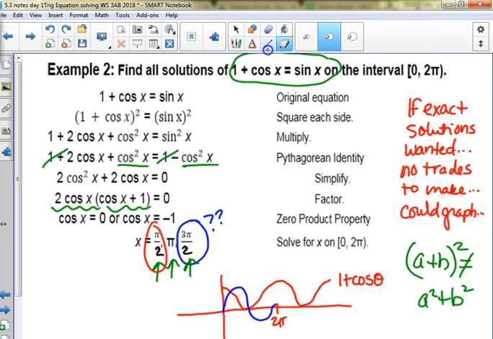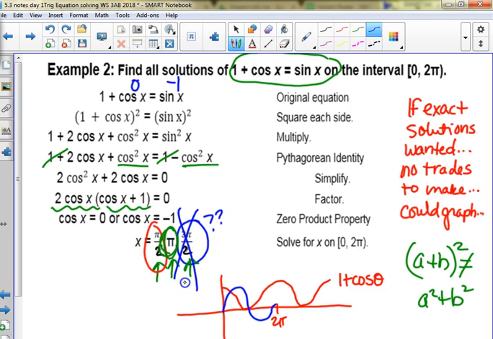Now let's try pi. If I try pi, what's the cosine at pi? And the sine at pi? Right? 1 plus -1 is 0? But this is my question. They didn't bother to check their own answers, I think. What is it at 3 pi over 2? Cosine is 0 and sine is -1, so 1 plus 0 is negative 1? No. So I think that one doesn't work.